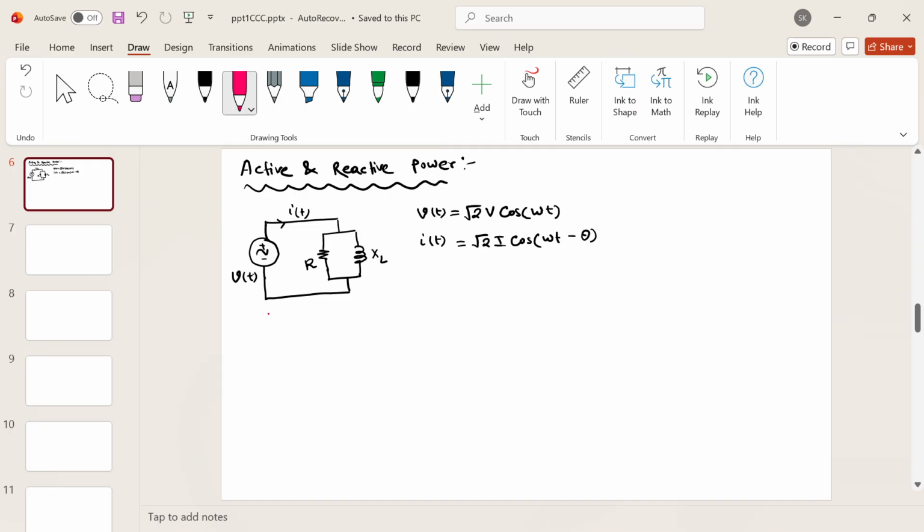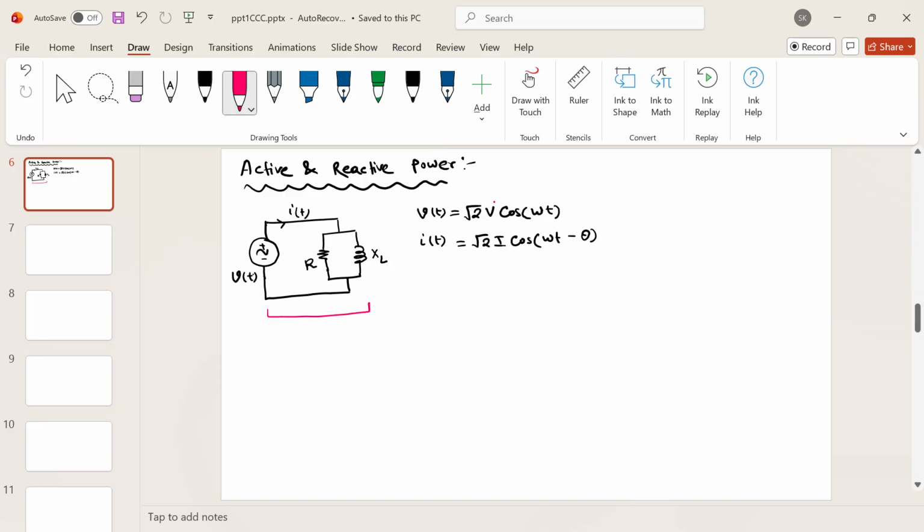Okay. So this is my RL circuit. It is operating in steady state. There is no AC transients and all. So for simplicity, I have assumed my source voltage as root 2 V cos omega t, and the current is root 2 I cosine of omega t minus theta. Because theta is the lagging angle, since it is RL circuits, so definitely my current I of t will lag the voltage by some angle of theta.